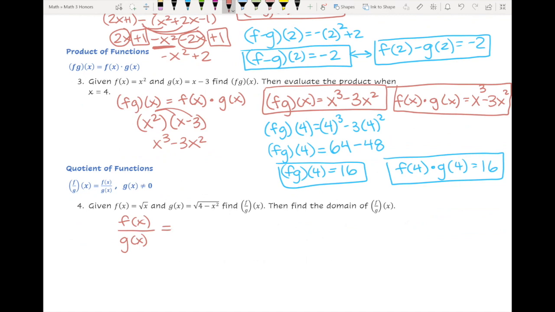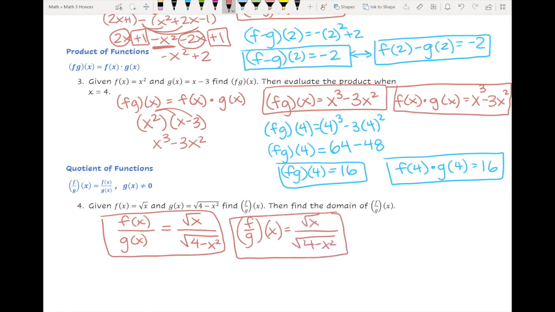Our f of x function is the square root of x, and the g of x function is the square root of 4 minus x squared. I don't have much simplifying I can do here. This is pretty much as good as it's going to get. And again, they could say the same thing as f over g of x, and it's still just your f function divided by the g function. So I would get the same thing.